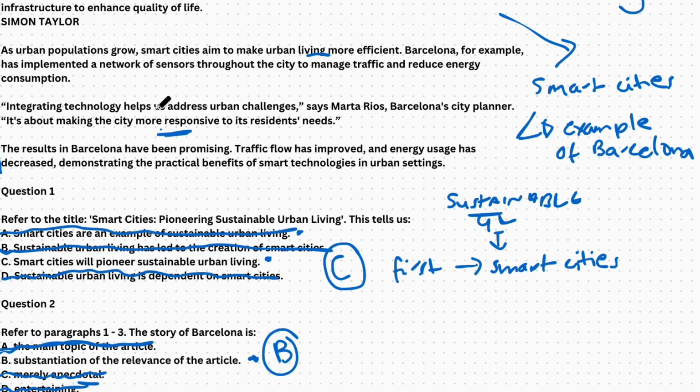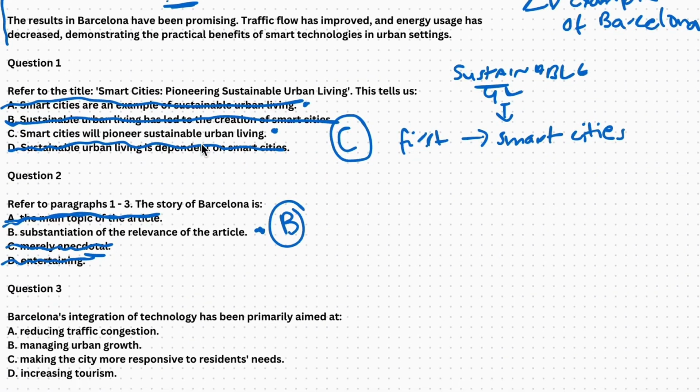Integrating technology helps us to address urban challenges, says Marta Rios, a Barcelona city planner. It's about making the city more responsive to its residents' needs. The results in Barcelona have been promising. The traffic flow has improved, energy usage has decreased, demonstrating the practical benefits. So if we go back to our possible answers. So yes, it does say reducing traffic congestion.